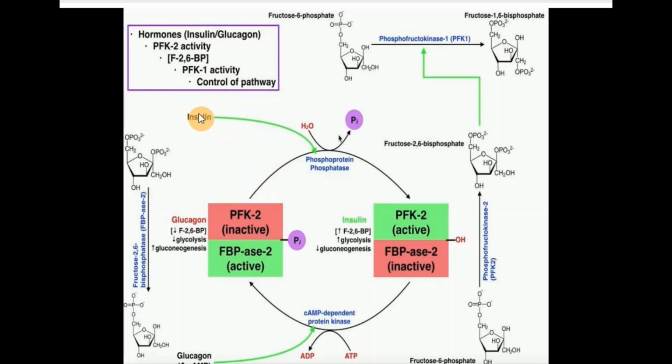When we release insulin, insulin activates the phosphoprotein phosphatase, which causes dephosphorylation of the bifunctional enzyme, then activates PFK2 and inactivates fructose 2,6 bisphosphatase. Whenever PFK2 is active, we are going to have high concentration of fructose 2,6 bisphosphate. Glycolysis will speed up and gluconeogenesis will limit or go down.